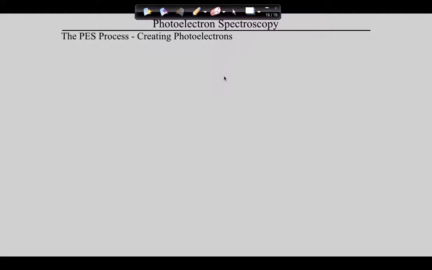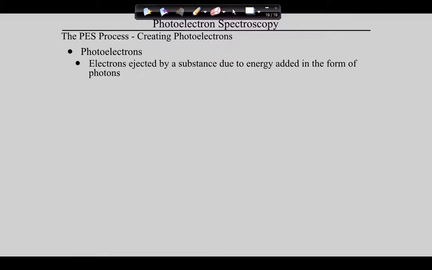But here's the deal, guys. What we are talking about is PES. So what does PES do? It creates things called photoelectrons. Photoelectrons are electrons that are ejected from a substance due to energy that is added in the form of photons.